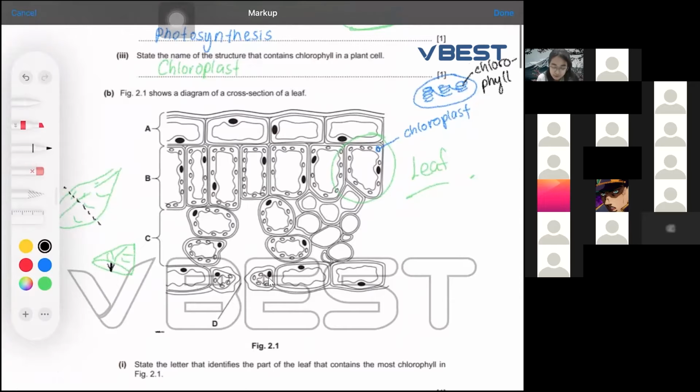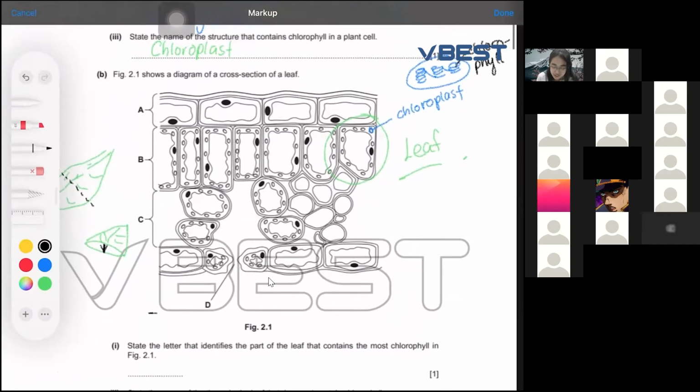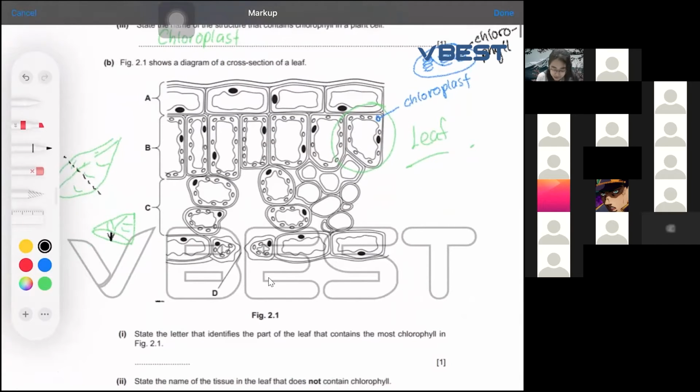Figure 2.1 shows a diagram of a cross-section of a leaf. So state the letter that identifies part of the leaf that contains the most chlorophyll. Most chlorophyll. Actually, this one you can kind of see in the diagram. If you want to count, you can, but it's a bit troublesome. Right? Answer will be B. This one. Right? B, by the way, is the palisade mesophyll.